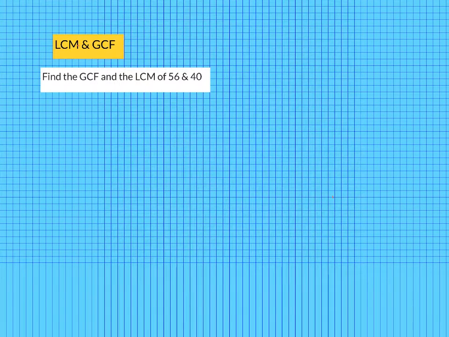So oftentimes these two concepts, greatest common factor and least common multiple, go together. And sometimes you will see a problem like this, where it says find the GCF and the LCM of this set of numbers. So we're focusing on 56 and 40. In this case, it is best to use the cake method because you actually find two things at the same time. Let's do it. So if I have 56 and 40, I'm going to draw my first layer of cake.